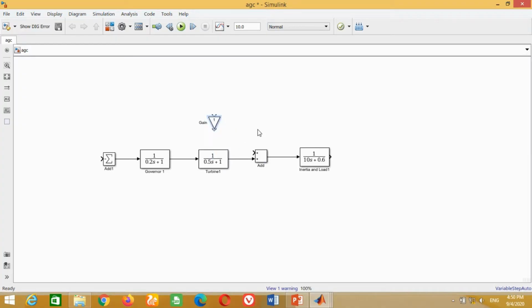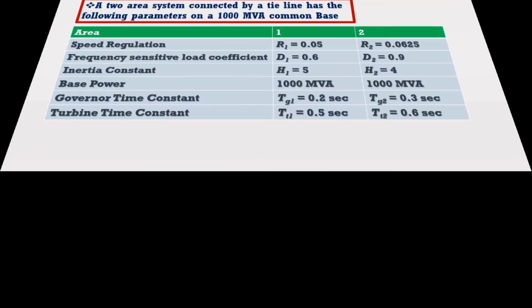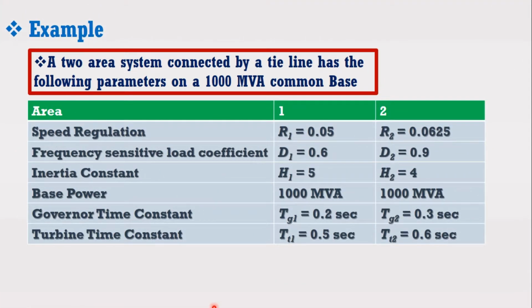Connect this gain block with inertia and load block. Connect it with the add block in order to complete the feedback loop. Write here 1 upon R1 to represent the speed regulation of area 1. Speed regulation given in the example for area 1 is 0.05 per unit.